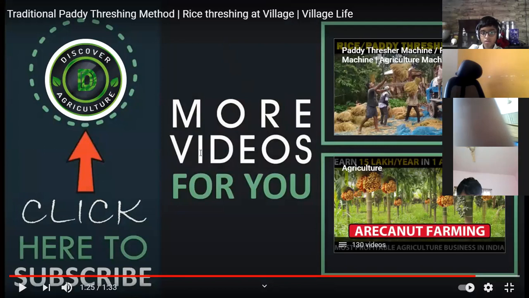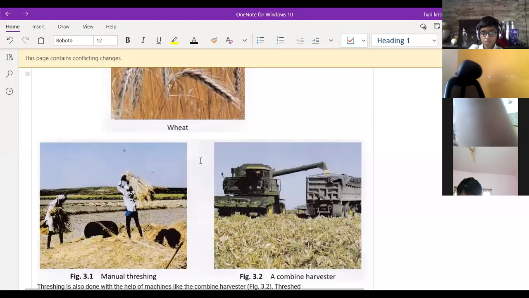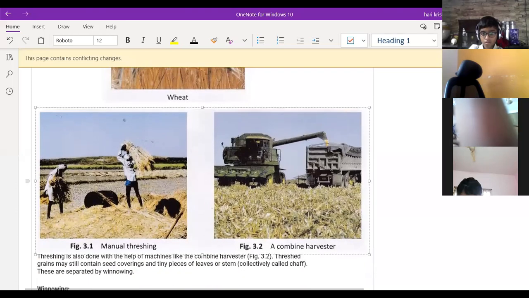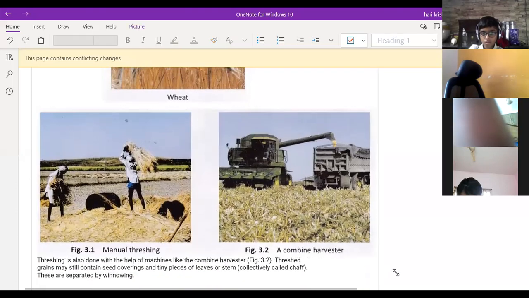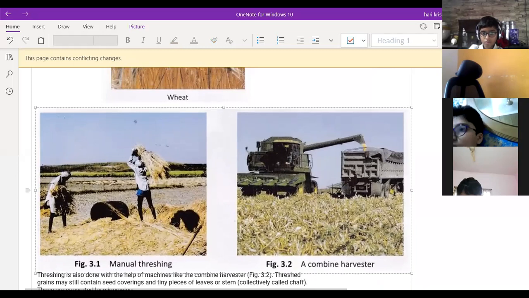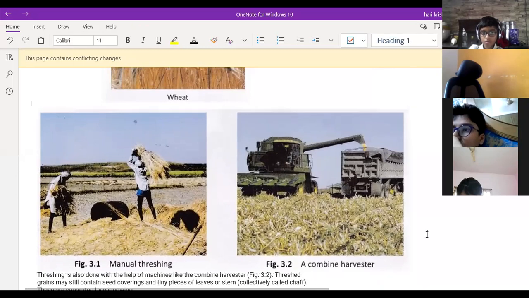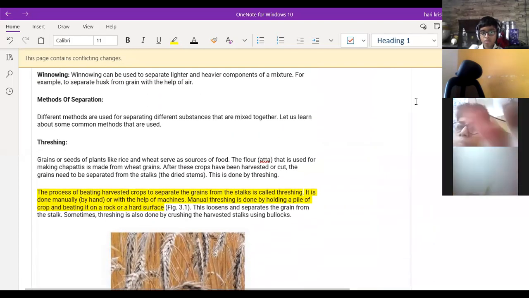So you can see the mechanical thresher also here. Can you see one image here? This is a mechanical thresher which will automatically cut the paddy field as well as separate the grains into a separate lorry or truck. Okay. So this is all about the threshing.